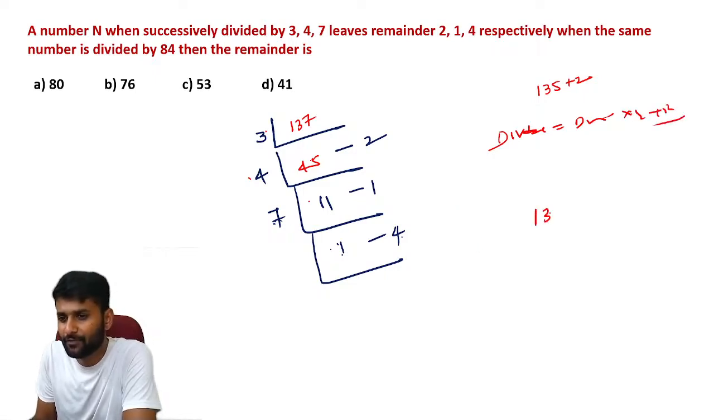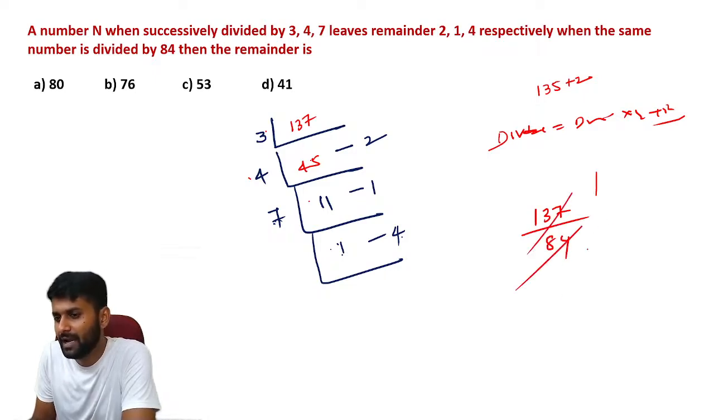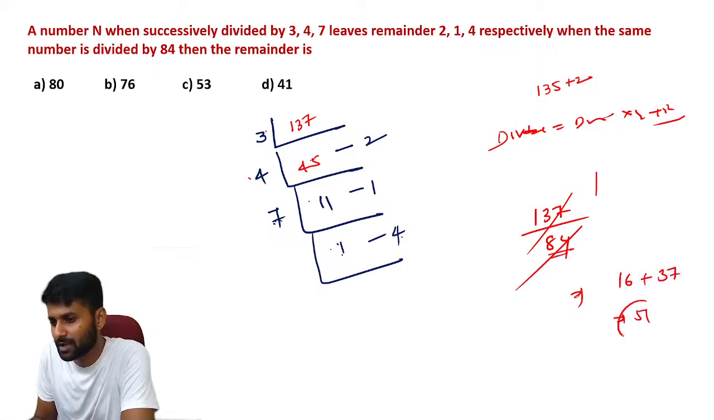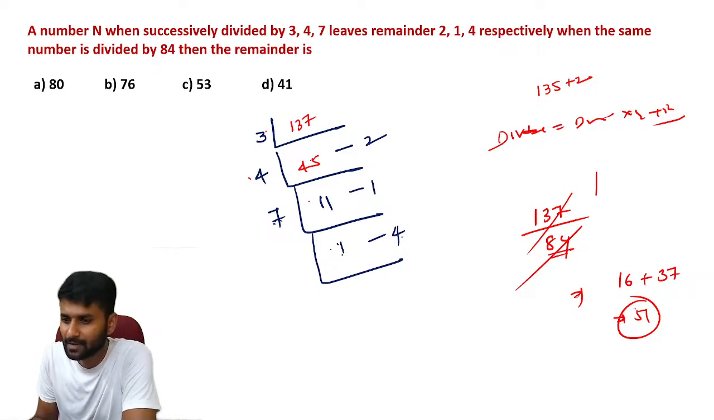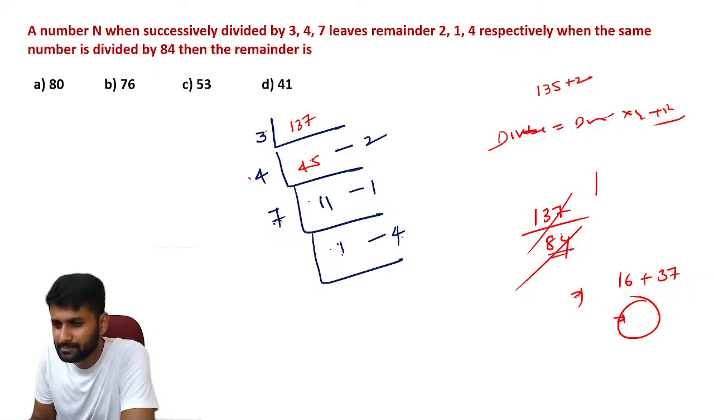Now here the question: if 137 is divided by 84, what about the remainder? 84 goes in only one time. The remainder here is 16 units and 37 units more. The total remainder is 50.